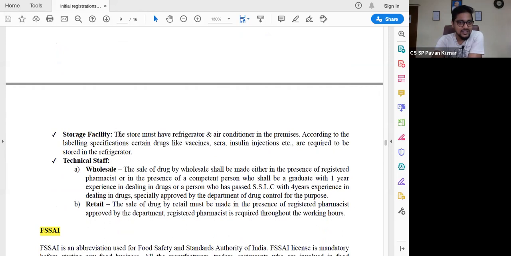Storage facility: the store must have a refrigerator and air conditioner. That is why next time you go to a medical shop, you will see an air conditioner there. Even though it is working or not working, you will see an air conditioner in a medical shop, because it is a basic requirement to get the license.